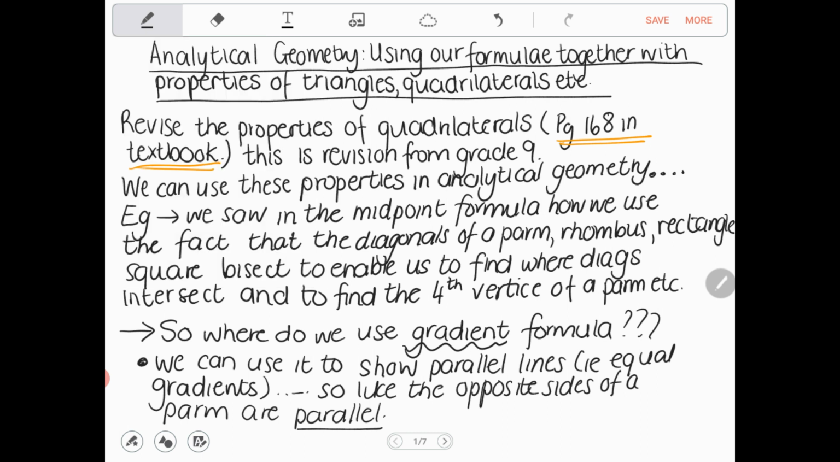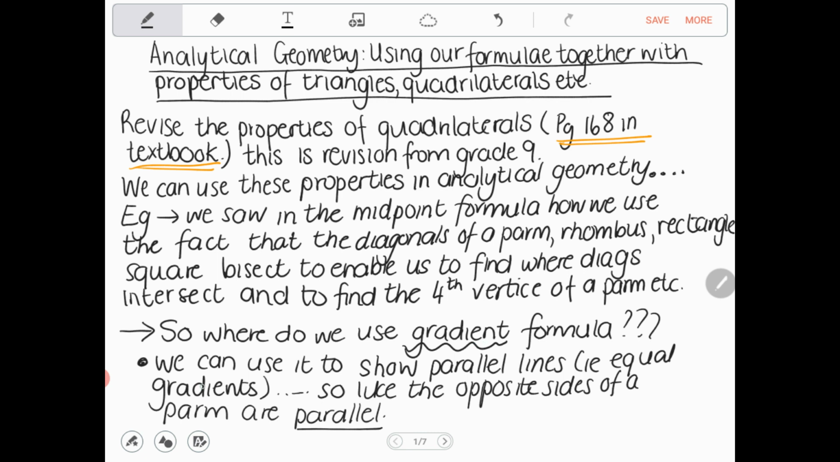Okay, so when we were doing the midpoint formula, we saw how we could use the fact that the diagonals of a parallelogram bisect to enable us to find where they intersect and to find the fourth vertex of a parallelogram. Okay, so that was using our midpoint formula. We're going to use the gradient formula as well to do some things.